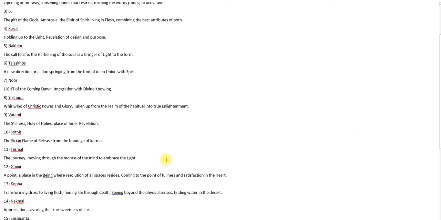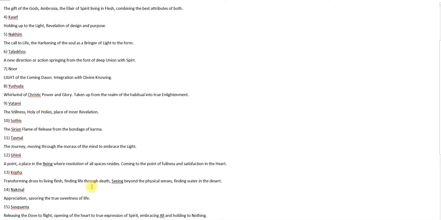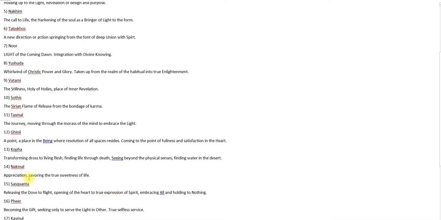Gini, I think is more pronounced Gini. A point, a place in the being where a resolution of all spaces resides, coming to the point of fullness and satisfaction in the heart. Again, I remind you, this is not the definition of Gini. It is the gateway prompting. Kofa, transforming gross to living flesh, finding life through death, seeing beyond the physical senses, finding water in the desert. Nakmal, appreciation, savoring the true sweetness of life.